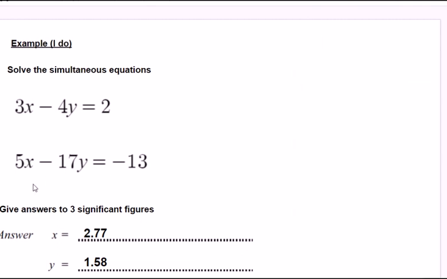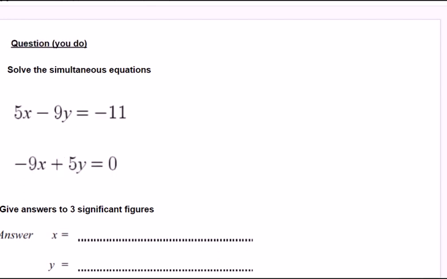Right, what I would like you to do as a means of practicing this skill, so get your calculator, you should have been following along already really, equation solver, and do exactly the same thing. Three significant figures again, and I want you to solve these linear simultaneous equations. So 5x minus 9y equals minus 11, minus 9x plus 5y equals 0. Answer to three significant figures using the solver.